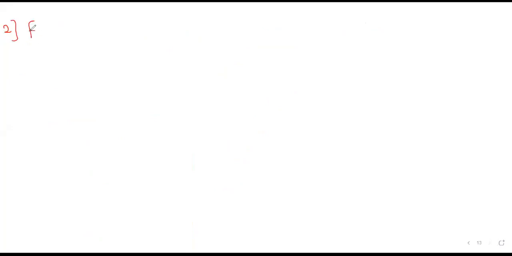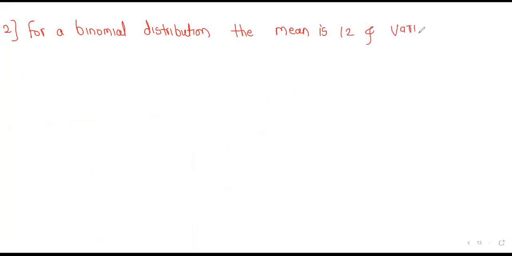For a binomial distribution, the mean is 12 and variance is 4. Find all constants.